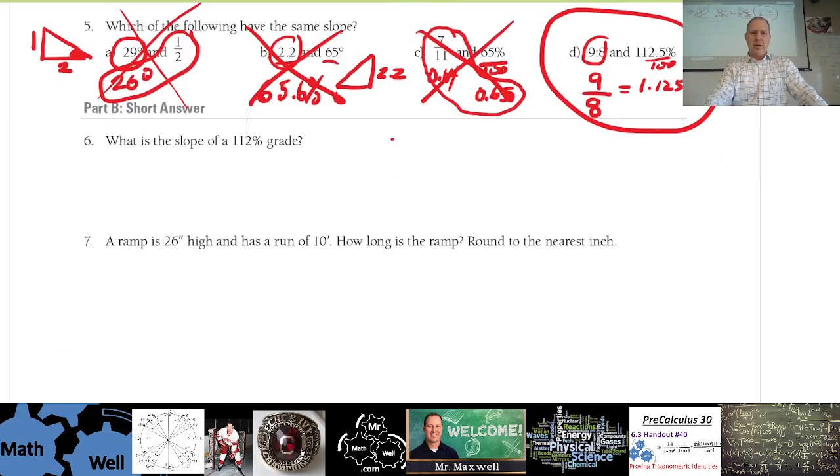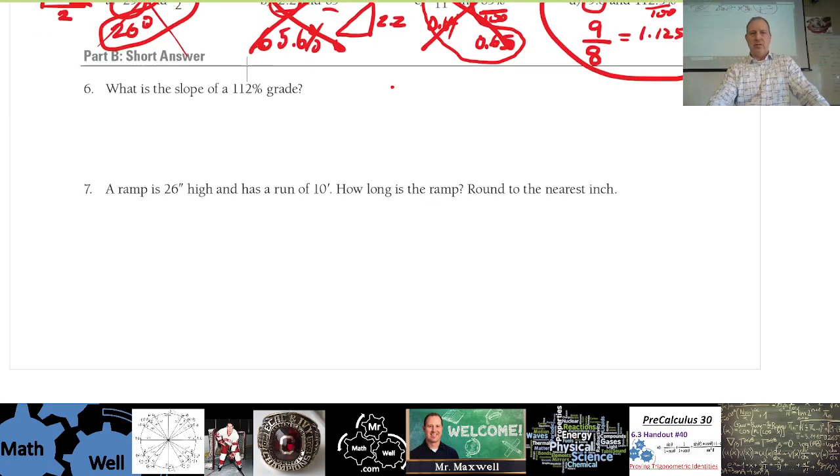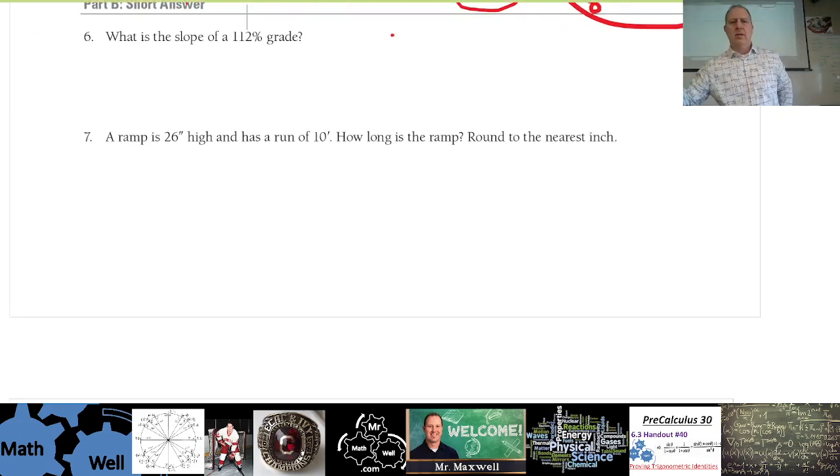Okay, this one I'm going to let you do. Let's do number 7 together. In this question here, I'm going to get you started on it. I'm not going to finish it because I want you guys to finish this. But a ramp is 26 inches high. So let's make the ramp over 26 inches over here. And has a run of 10 feet.